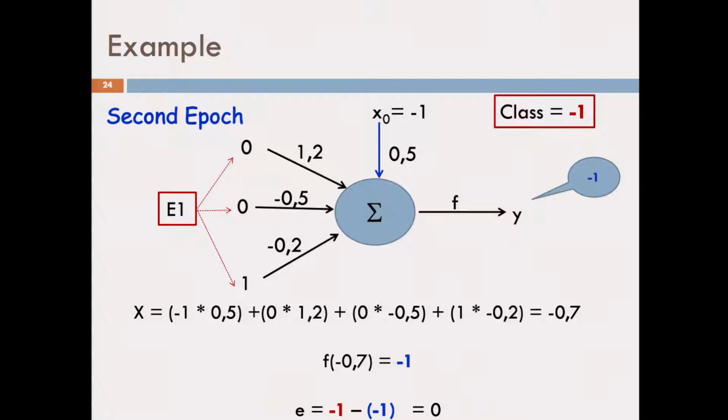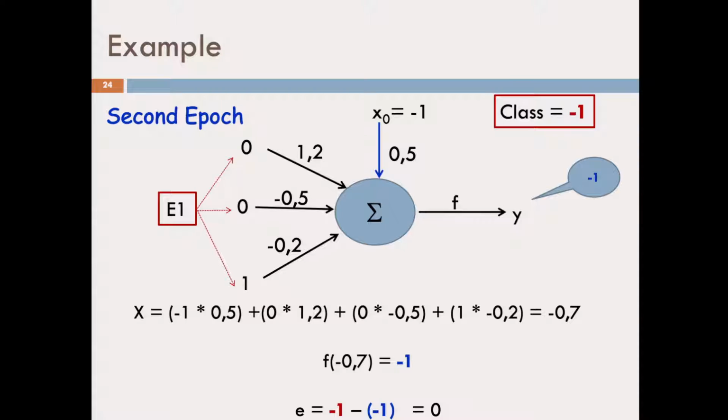I don't understand very well what is X0. X0 is the input associated to the bias. Usually we use a fixed number, 1 or -1, just to move the hyperplane. Okay? More questions?